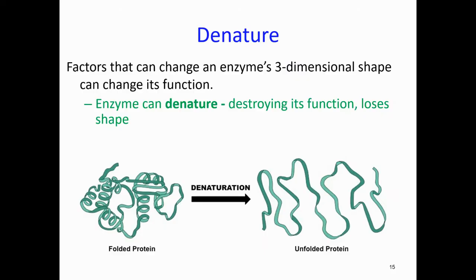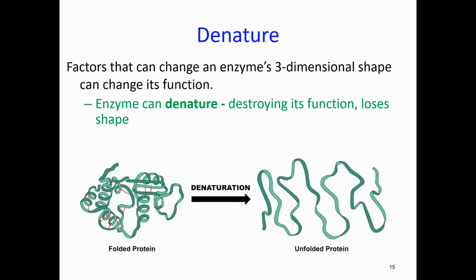So what is actually happening? If you heat up an enzyme or put in the wrong pH, you can have what we call denaturation. Basically, enzymes have a 3D shape. They're folded, and there are chemical bonds between them that hold the enzyme together and give it its shape.